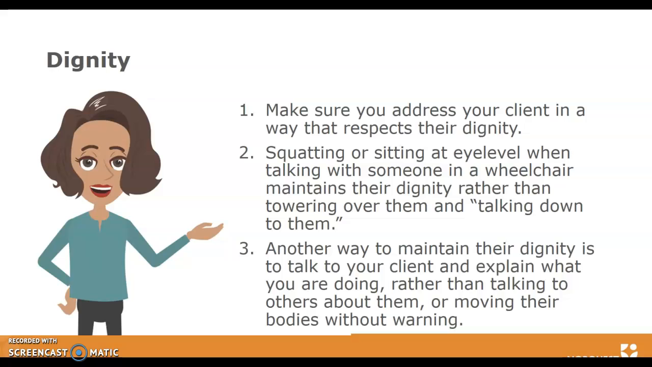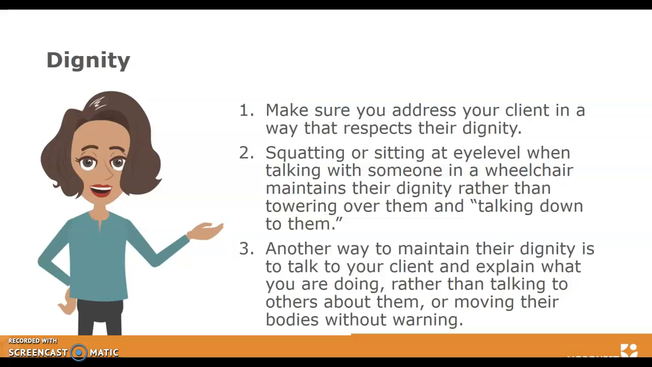Squatting or bending to eye level when talking with someone in a wheelchair maintains their dignity, rather than towering over them and talking down to them. Another way to maintain their dignity is to talk to your client and explain what you are doing, rather than talking to others about them or moving their bodies without warning.